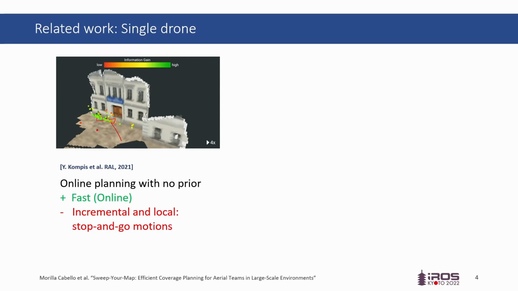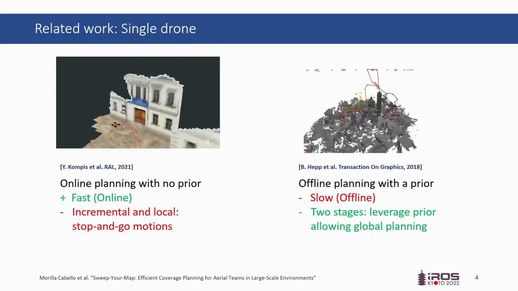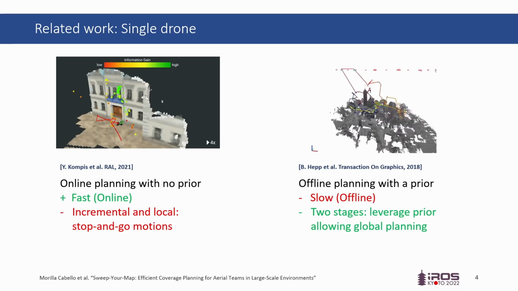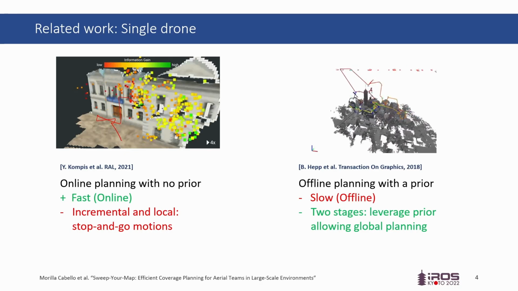There are prior methods in planning for scene reconstructions that work online. However, they don't have any global knowledge and are only able to plan as they discover the environment. On the other hand, there are methods that perform offline planning. They first create a global prior of the scene with a reconnaissance flight and using photometric reconstruction, which is slow. Then they compute the remaining views to complete the model. The advantage is that they are able to plan globally.